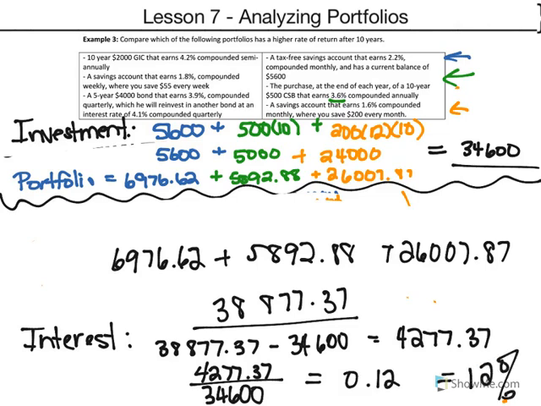So, as you can see, the first portfolio had a higher rate of return. It had a higher interest earned, and altogether made more money. So there you go. I'm sorry this was so long.